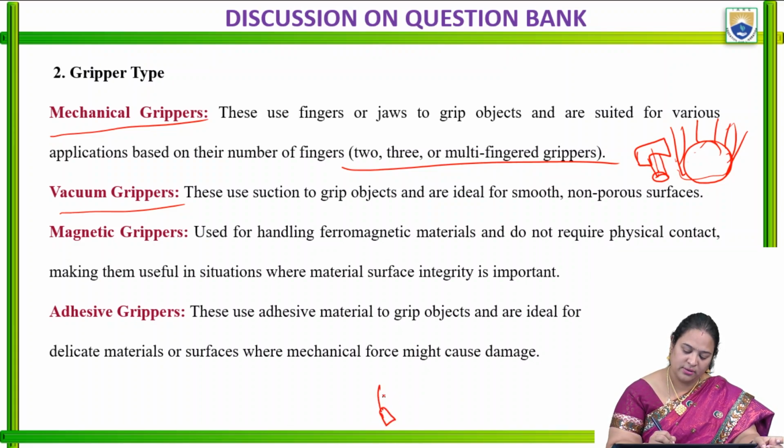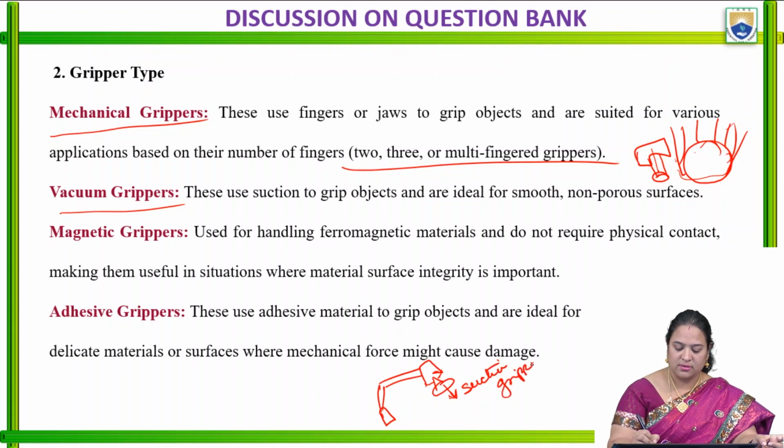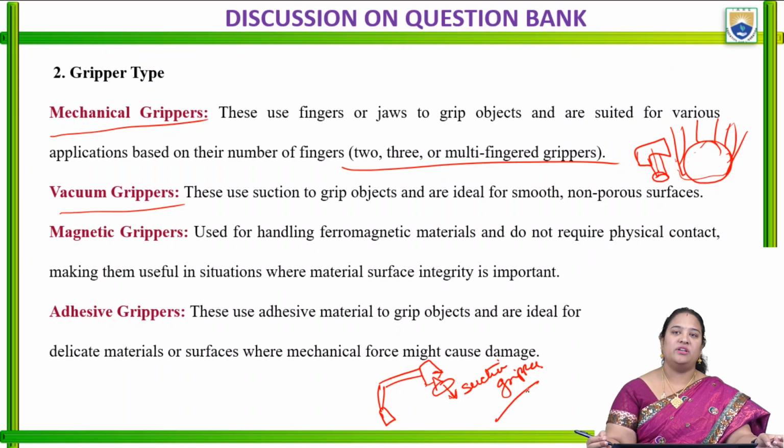This is the robot. This is the manipulator, where we have this as the end effector, which is acting as a suction gripper. Generally, we use this type of vacuum gripper in pharmaceutical or medical applications, where it sucks the waste material and throws it in the desired position.